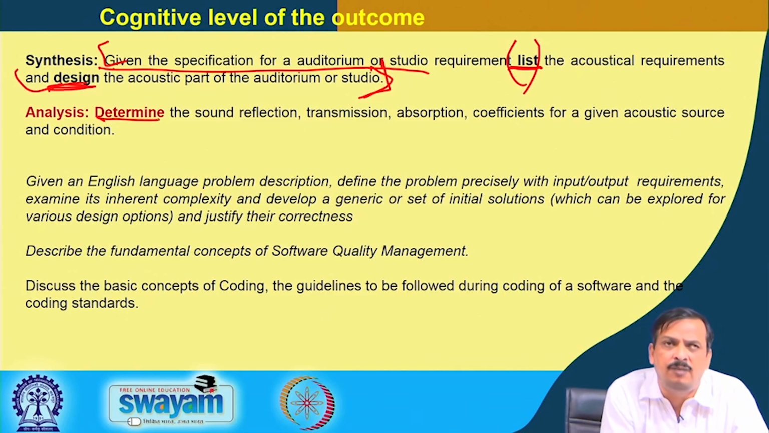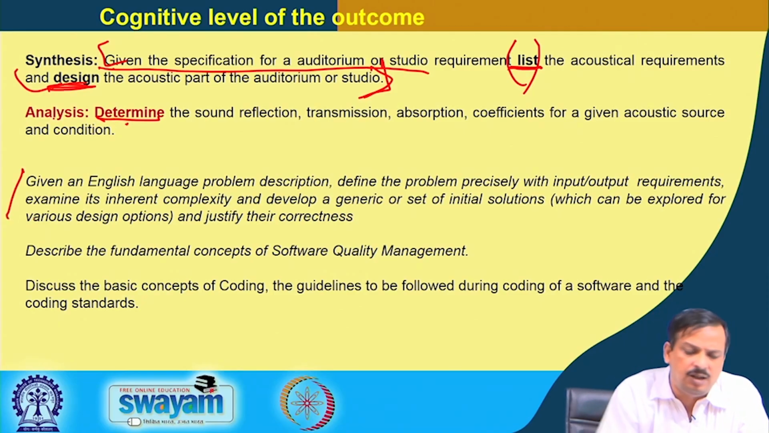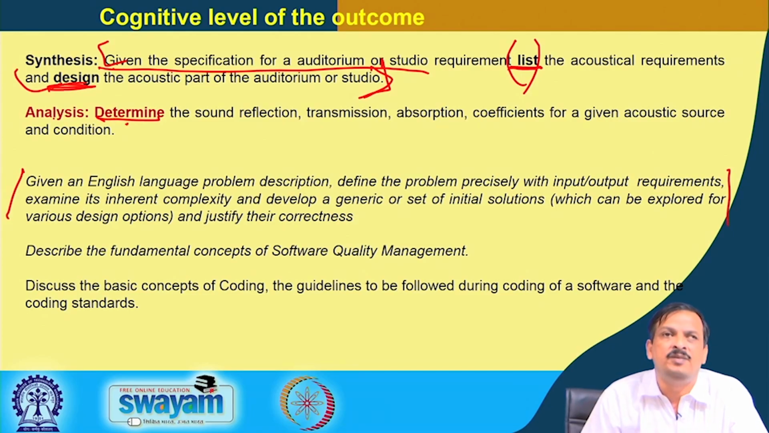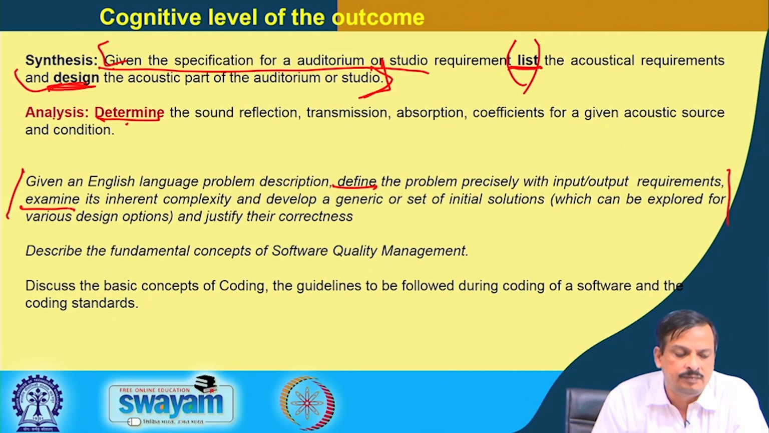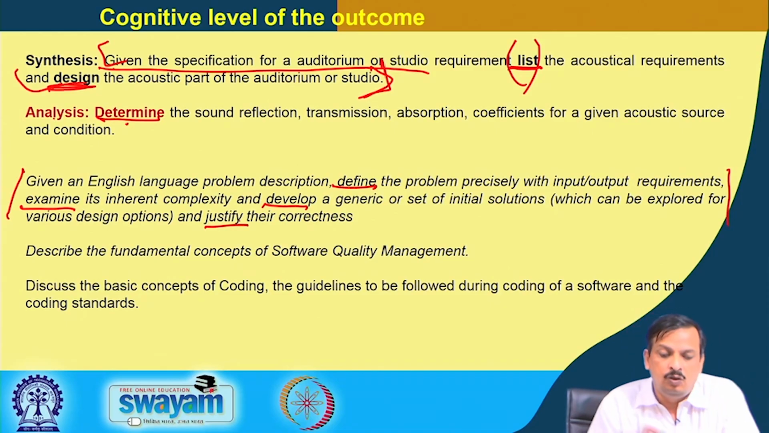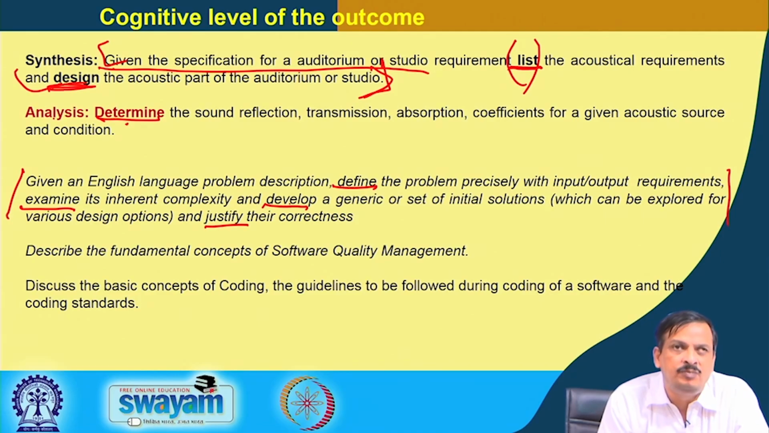Determine is the action verb in this outcome. So, determine is analysis level. Now, this is my outcome which I already described. What are the action verbs present in this outcome? Define, examine, develop, justify. So, define, examine, develop, justify.